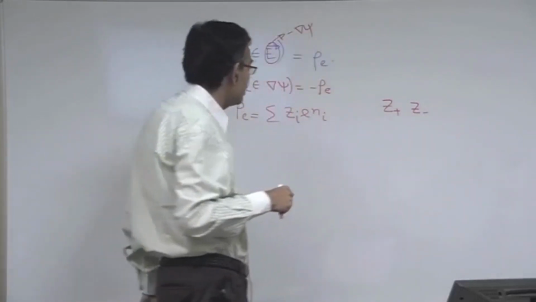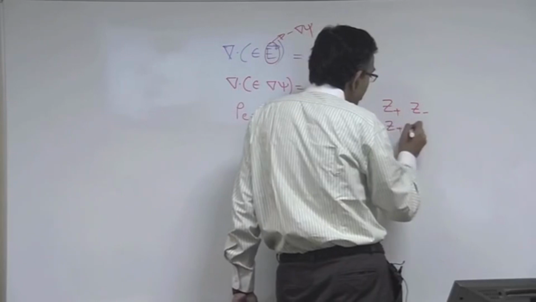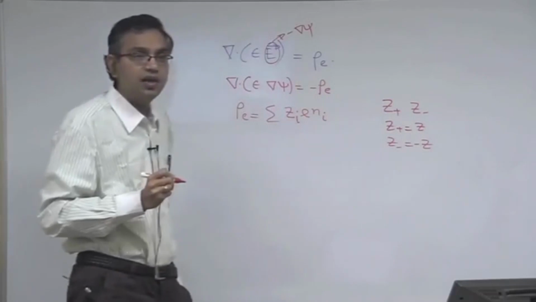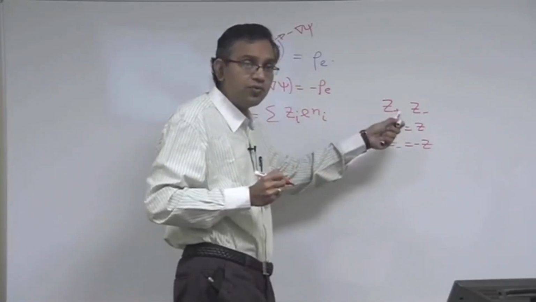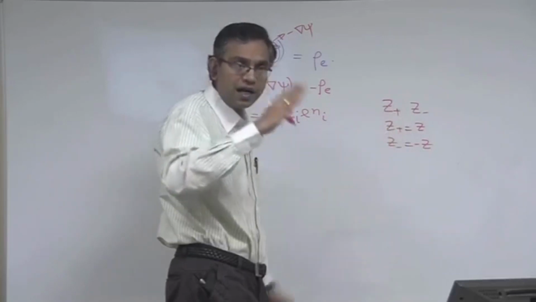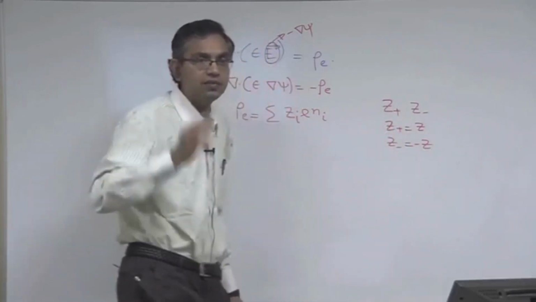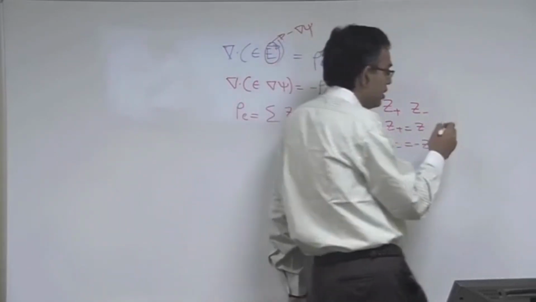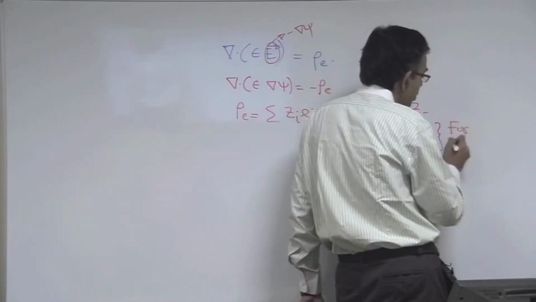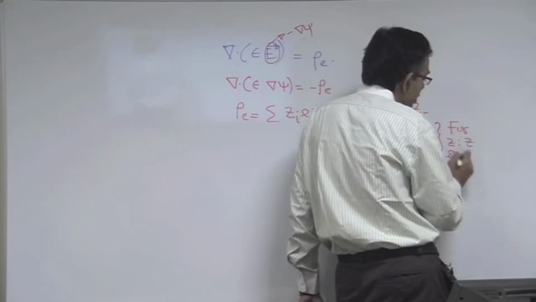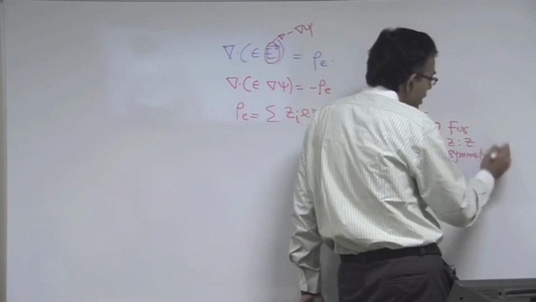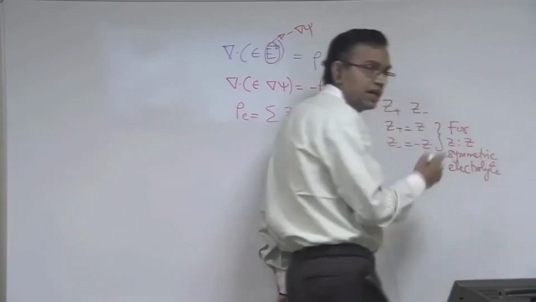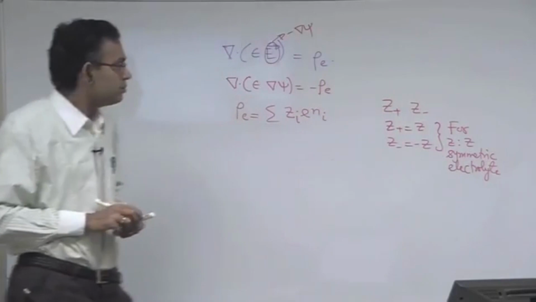Then if Z plus is equal to Z, Z minus is equal to minus Z for a symmetric electrolyte. This is not always true, it is true for electrolytes like NaCl, KCl where the positive and the negative ions are of symmetric valency. So for NaCl or KCl Z is equal to 1. This kind of electrolyte is called a Z is to Z symmetric electrolyte. Remember the algebra that we are doing is still valid even if it is not a symmetric electrolyte. This is just an example that I am talking about.